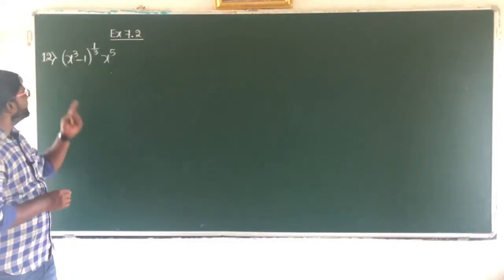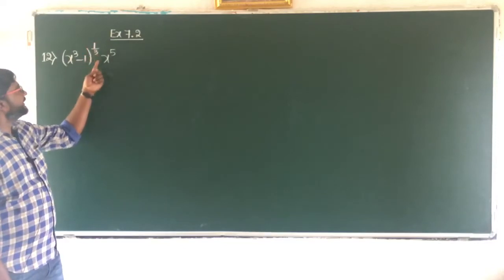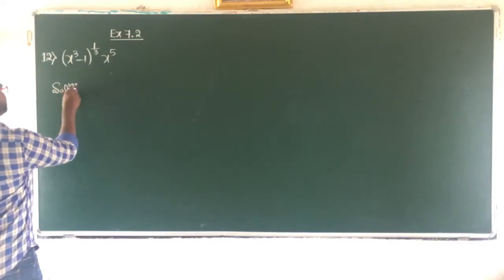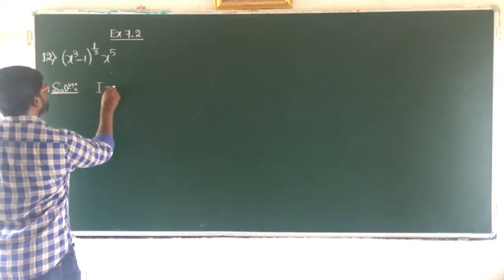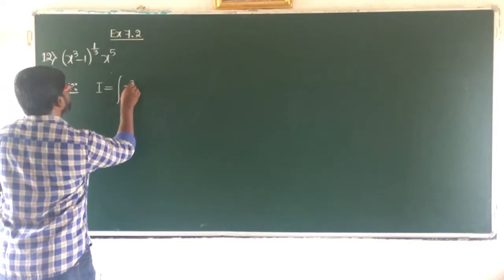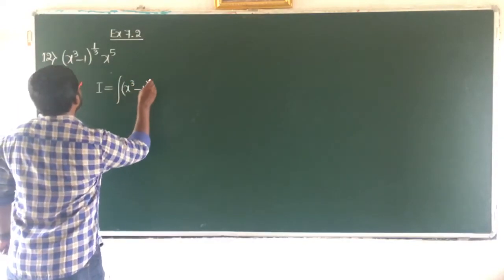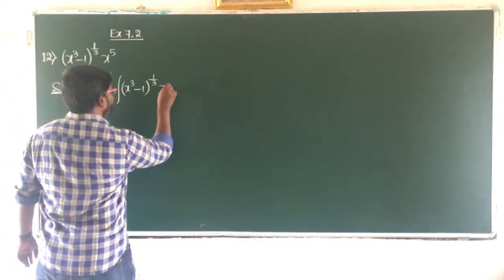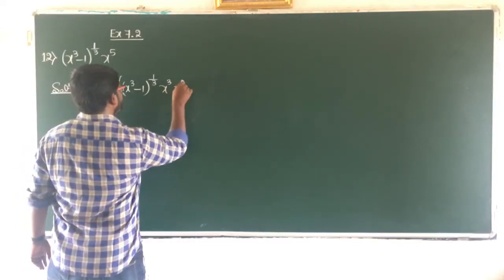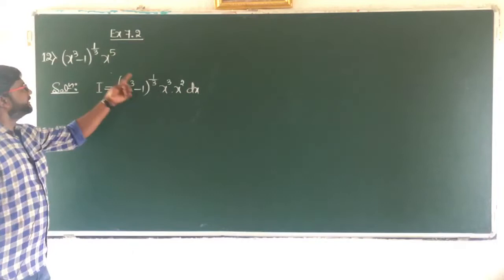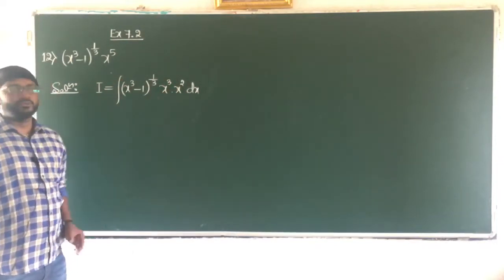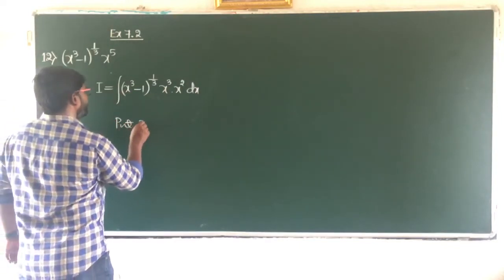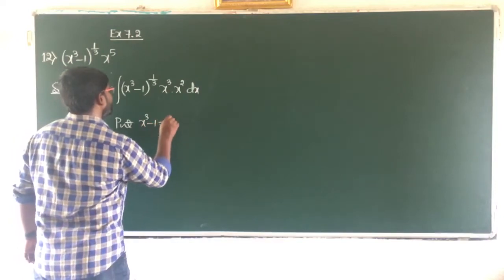The next question is the integral of (x³ − 1)^(1/3) into x⁵. Take this as I, which is equal to the integral of (x³ − 1)^(1/3), and then x⁵ can be written as x³ into x², dx. So I have written it in this form, x to the power 3 into x to the power 2. Now put x³ − 1 equal to t.